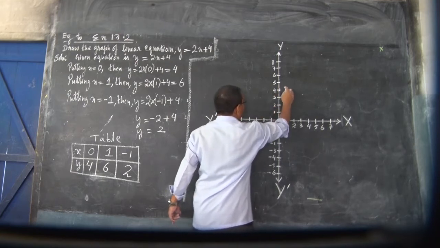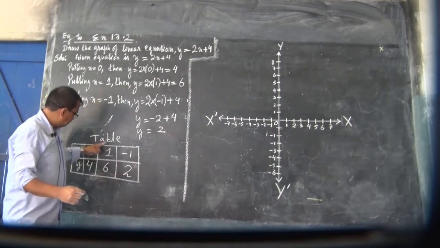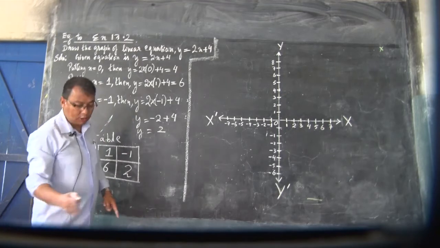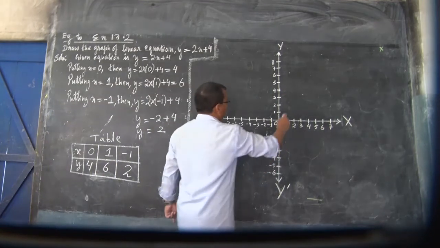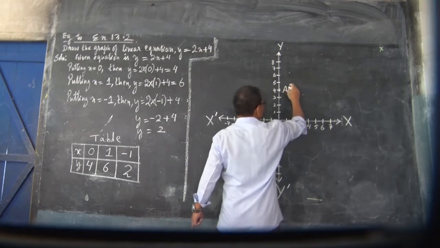I can note this point as the first point A, the second point B, the third point C. We can name them like that, A, B, and C. We can name this one as A, okay? This is A.